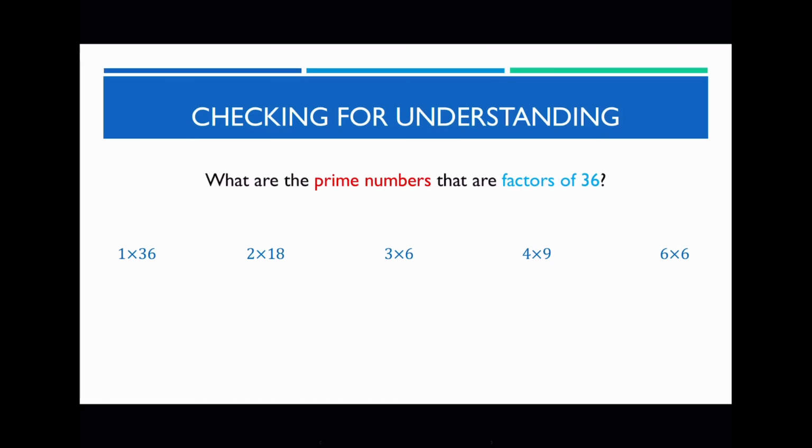You've got 1 times 36, 2 times 18, 3 times 6, 4 times 9, and 6 times 6. Again, what we do is we need to identify all the prime numbers from this list over here. In this case, it would be 2 and 3. So therefore, the prime factors of 36 are 2 and 3.